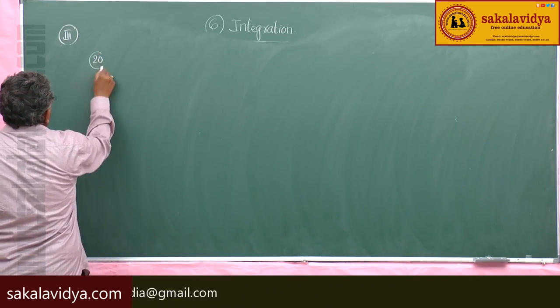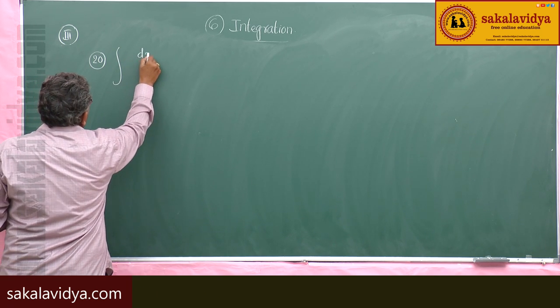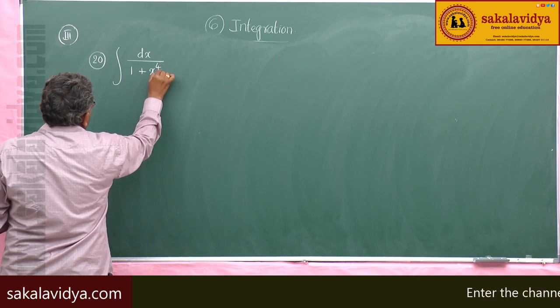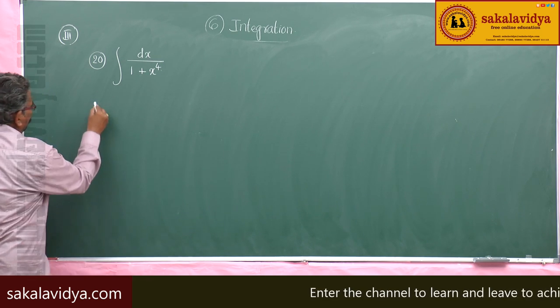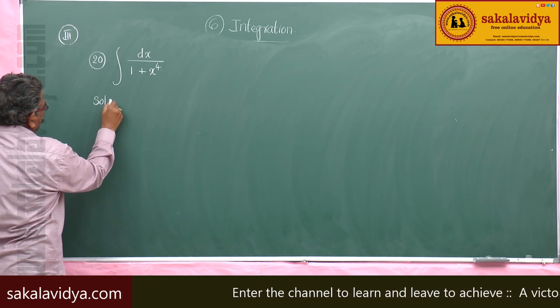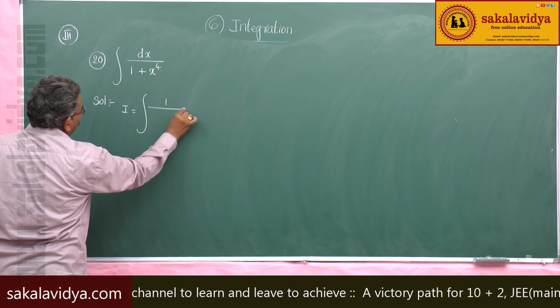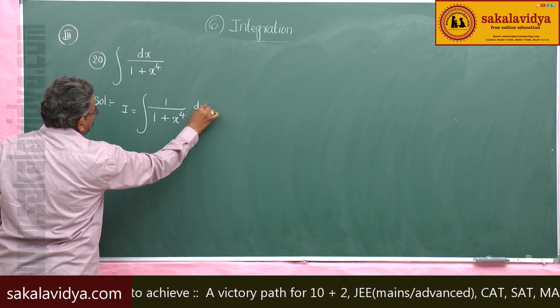Twentieth problem. Evaluate integral dx by 1 plus x to the power of 4. Now solution, I is equal to integral 1 by 1 plus x to the power of 4 dx.